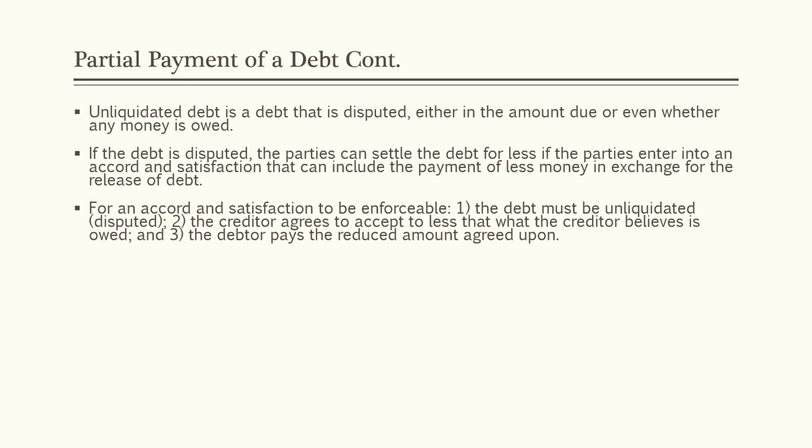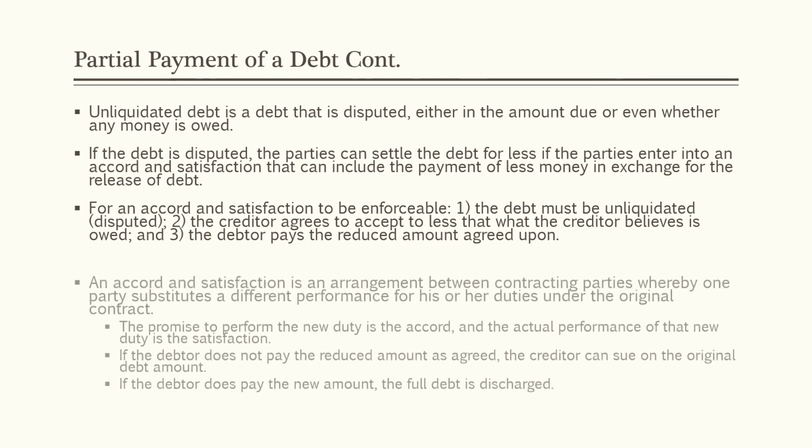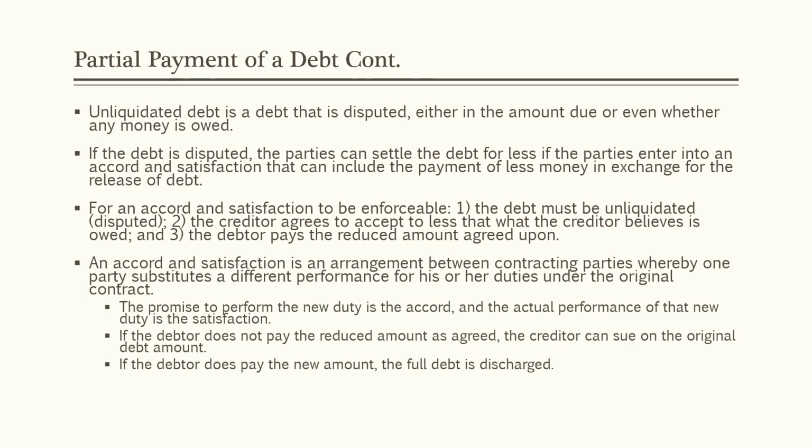For an accord and satisfaction to be enforceable, one, the debt must be unliquidated, disputed. Two, the creditor agrees to accept less than what the creditor believes is owed. And three, the debtor pays the reduced amount agreed on. An accord and satisfaction is an arrangement between contracting parties whereby one party substitutes a different performance for his or her duties under the original contract.